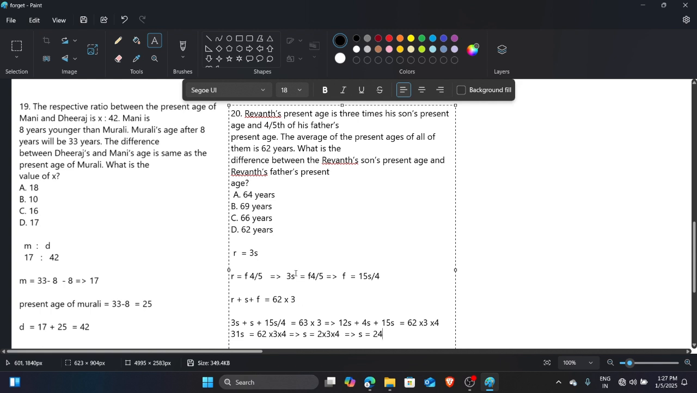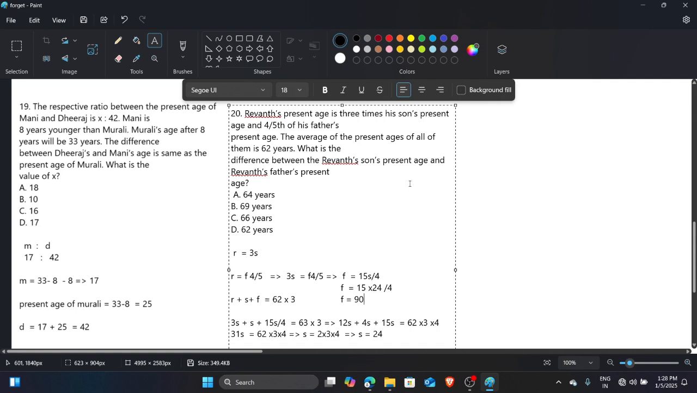So if we put the s value 24 here, then we get the value of f. F equal to 15 multiplied by 24 divided by 4. So 4 sixes are 24, so f is 6 into 15, so 90. Okay, this is the value.